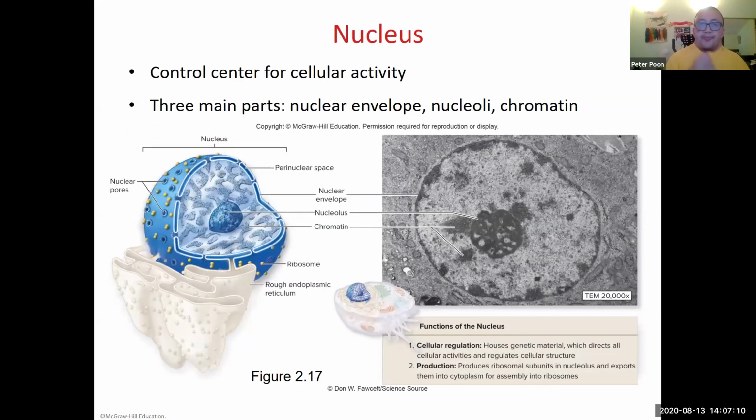Okay, the nucleus. The nucleus is the control center for cell activity. You guys probably know you have things called DNA and genes. All the DNA and genes are in the nucleus. To better protect the genes, you need a nuclear envelope that wraps around, and you need chromatin. Chromatin is DNA plus protein put together that protect the DNA. And then last is the nucleolus.